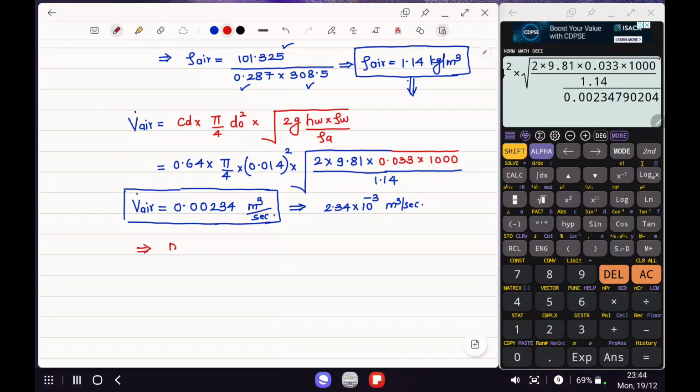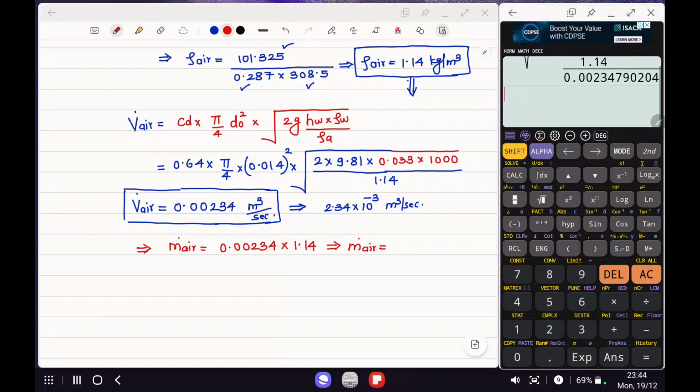So now mass of air is equal to V dot of air, that is 0.00234, multiplied by density 1.14. So the mass flow rate of air is 0.00266 kg per second.